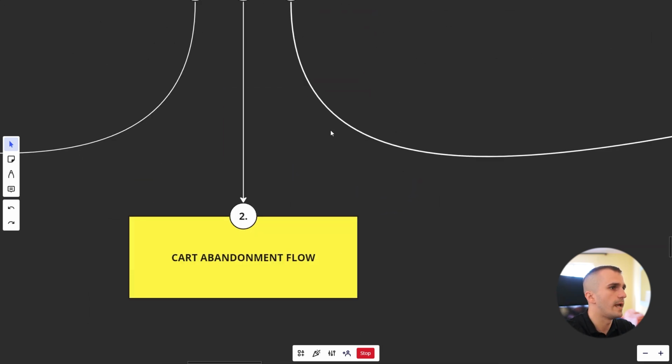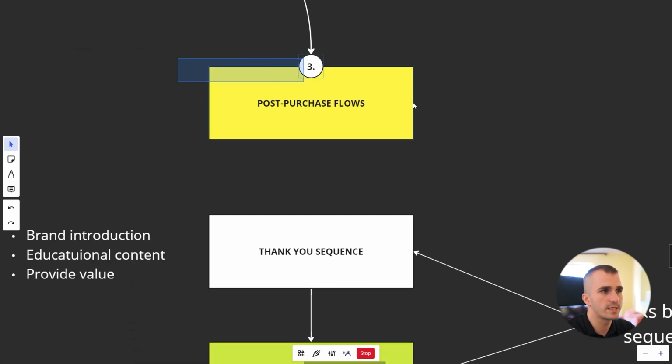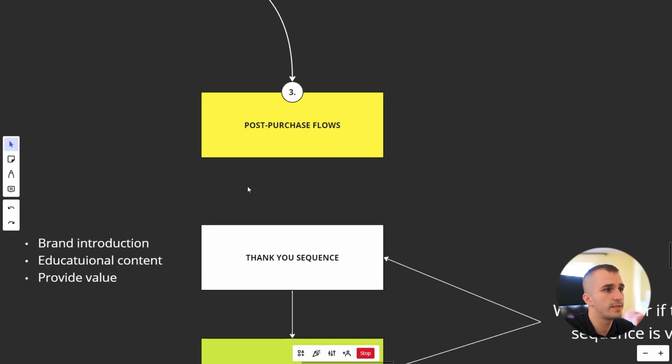your Klaviyo account. And the third flow that we have here, the last one for this video, is post-purchase flows. So a lot of brands make their customers buy the first time, but they don't utilize their email marketing to make them place their second order and stuff. And for that reason, post-purchase flows are a super important thing.